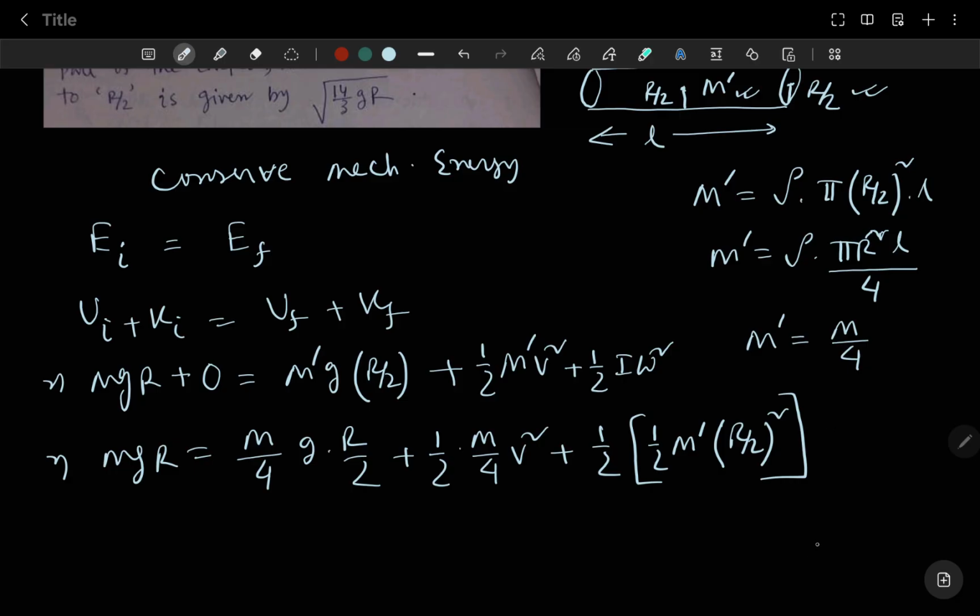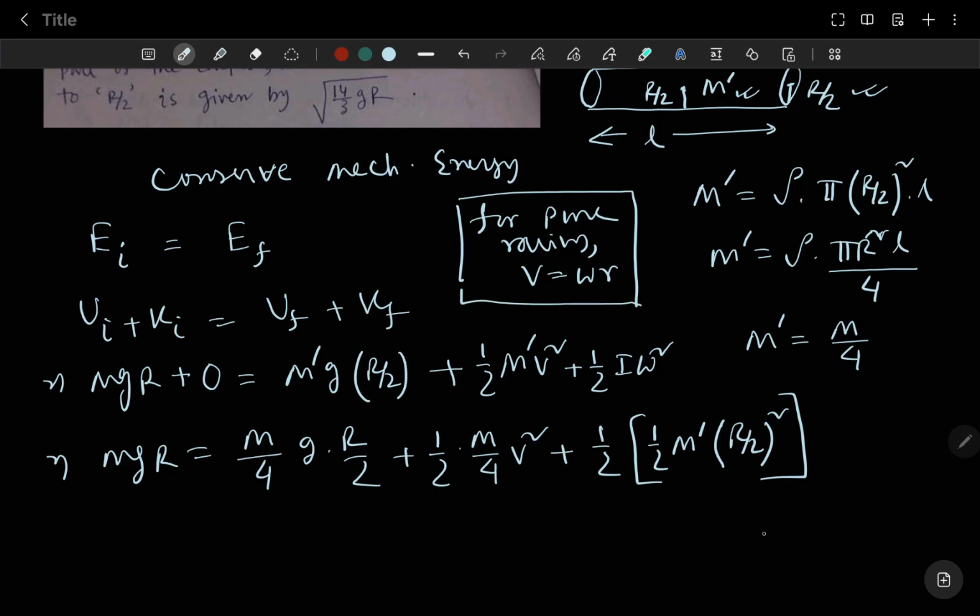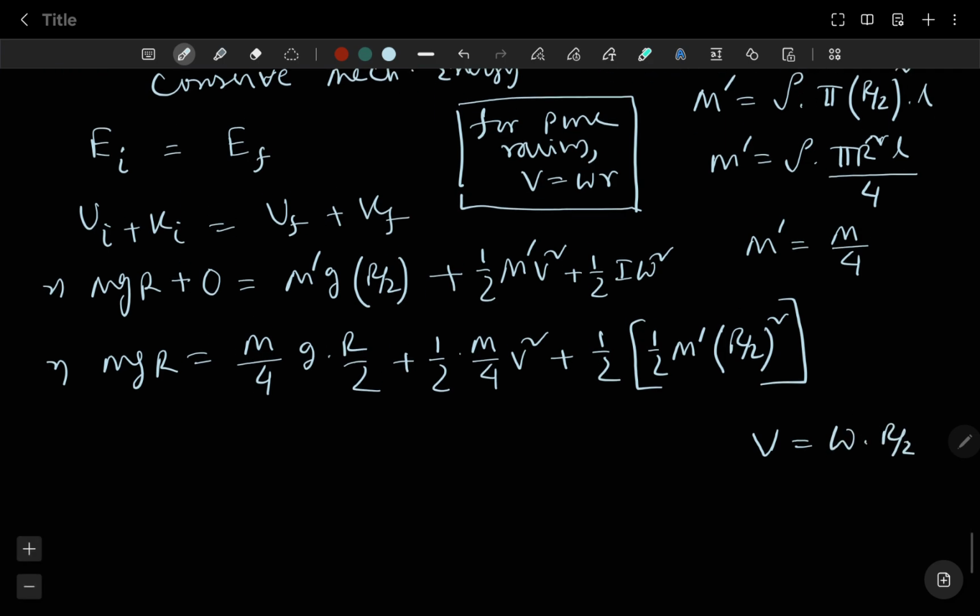Again, we know for pure rolling v equals omega times the radius, which here is R by 2. So omega will be 2v by R, right? So omega square will be 4v square by R square.